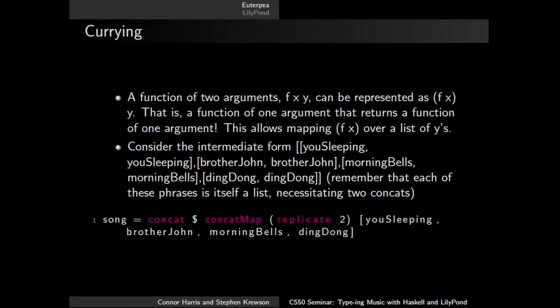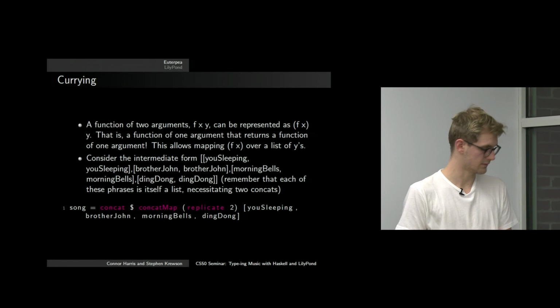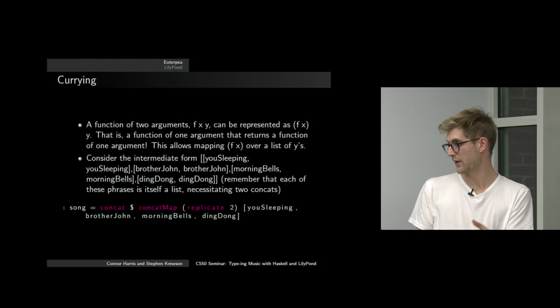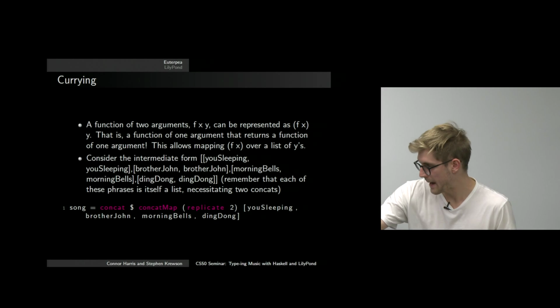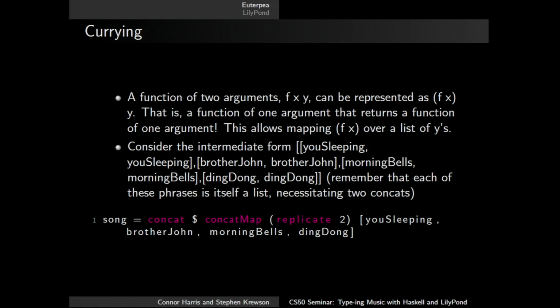Want to give an example of this? Yeah, so I have an example right here from some of the things we will write. So replicate 2. Well, replicate will take one value, which is how many times to replicate something, and then it will take a value, usually a list or something. So here, we're mapping replicate 2 over another list. If we apply replicate 2 to the first element of this list, and these are lists of musical phrases, we'll produce 2 of "Are you sleeping?" So now we have 2, OK?